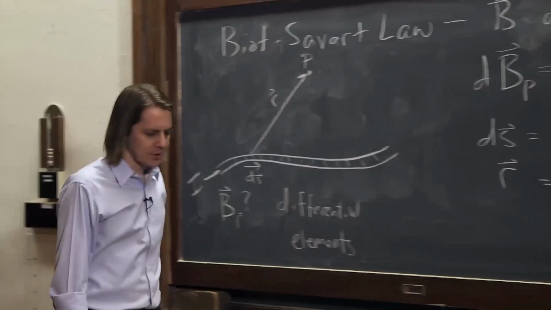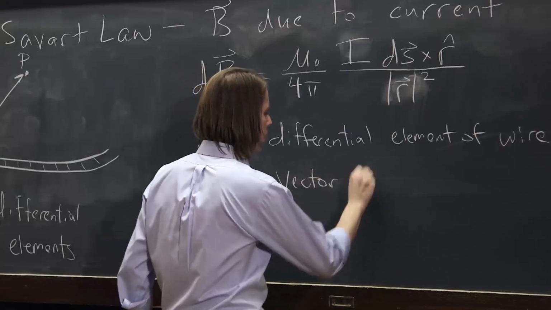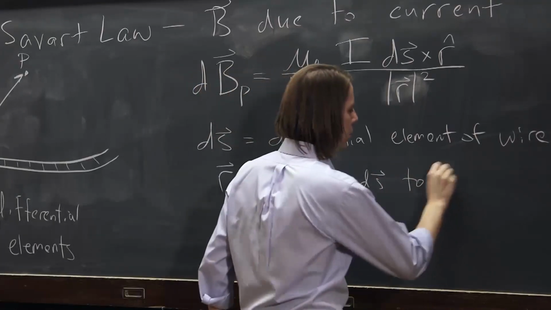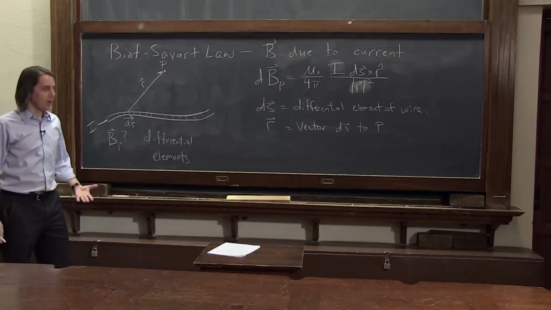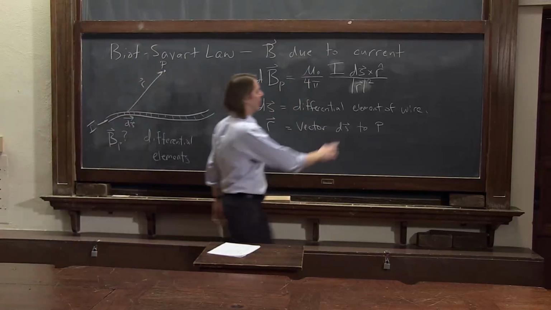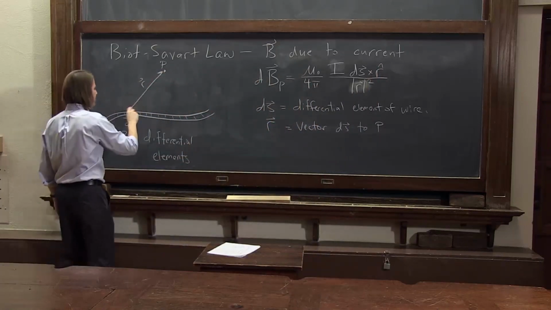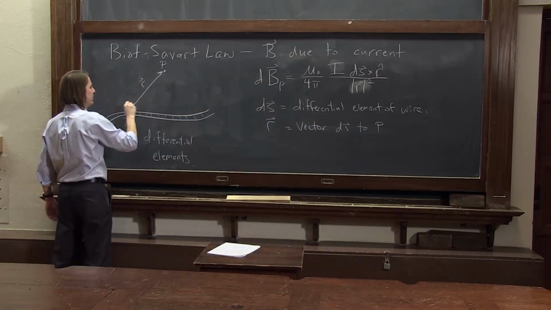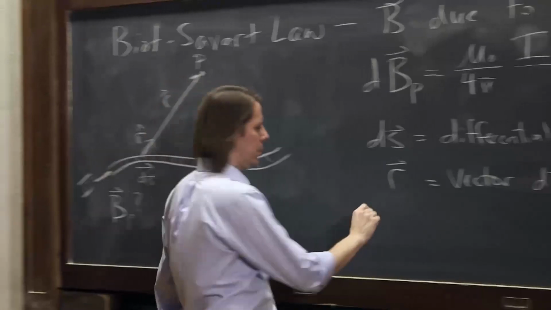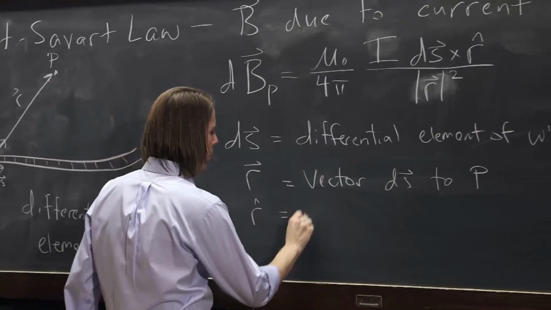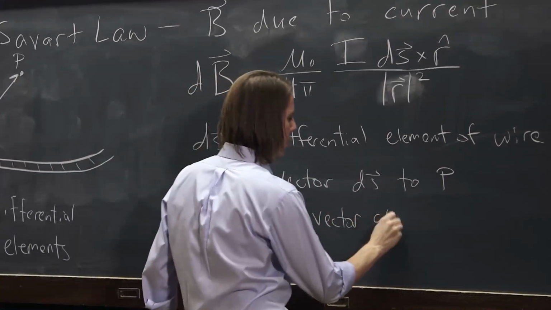R is just the separation. So it's the vector ds to P. And now this makes r hat easier to identify and to draw. We know r hat would then just be the unit vector along that direction. So if I had to draw r hat, assuming the unit was only that far, there's r hat right there. R hat, unit vector along r.